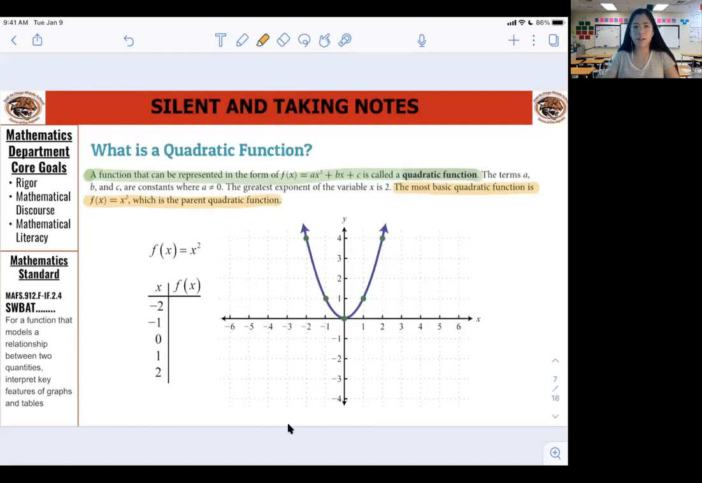Okay, so like I said, start writing this down. I'll give you guys about a minute. You only have to write the green highlighted words and the orange highlighted words. You don't have to write the stuff in between.